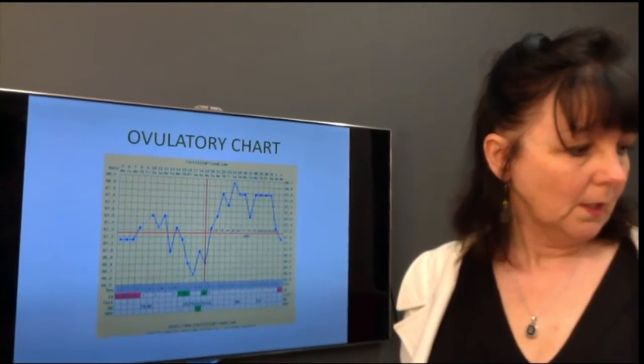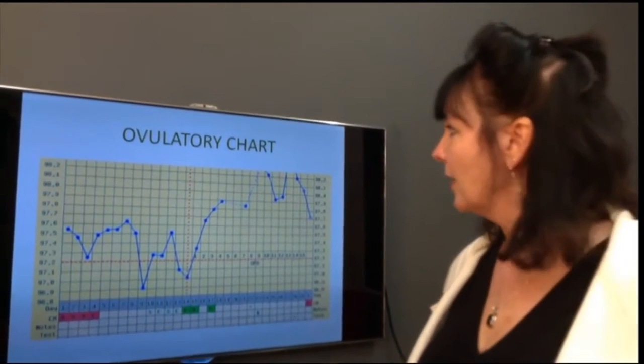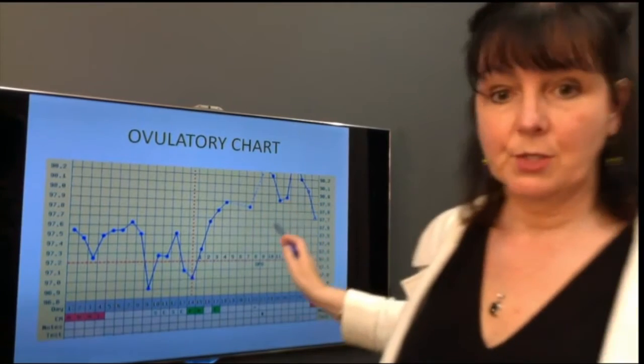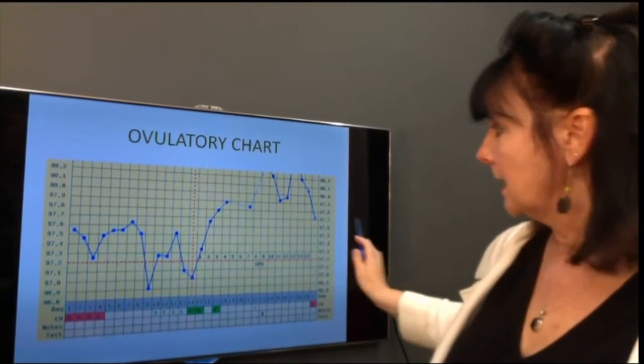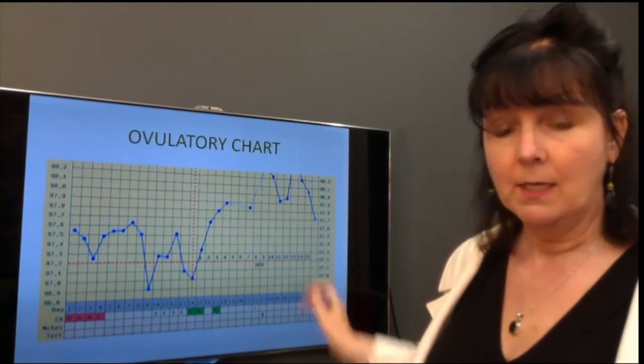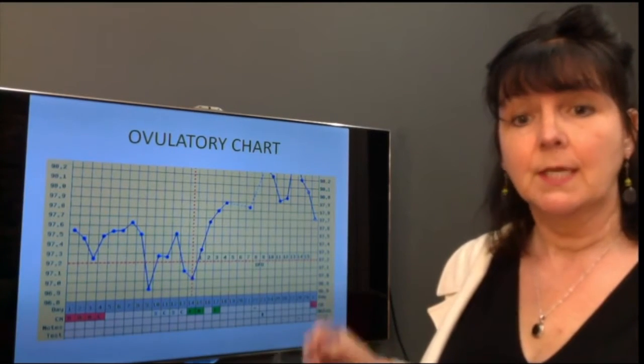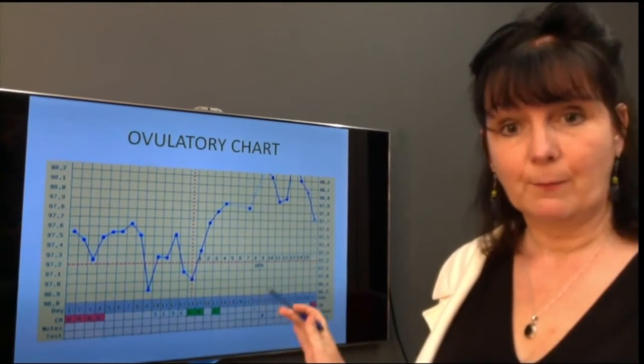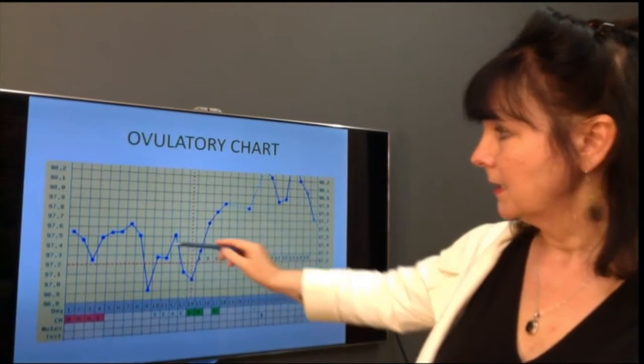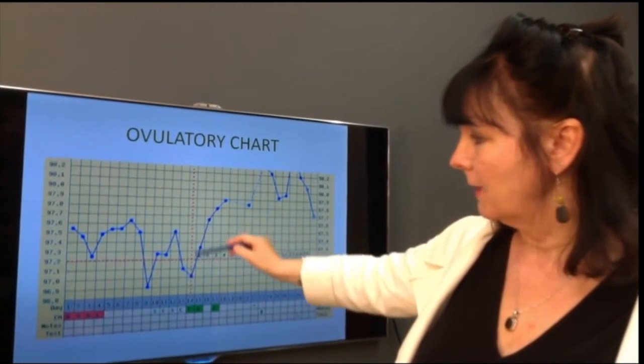And I just want to show you another chart which also shows ovulation, but what you can see is that it's completely different again. So really what I want you to think about is they will all be different. You're looking for patterns. Okay. So again, lots of fluctuating in the early part of the cycle.